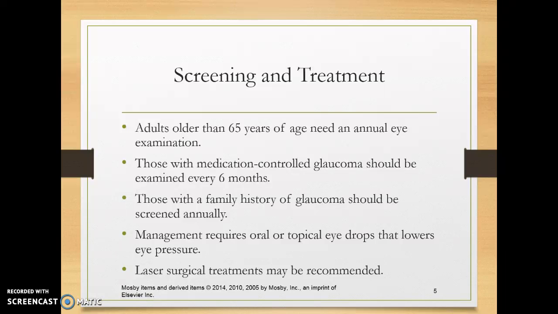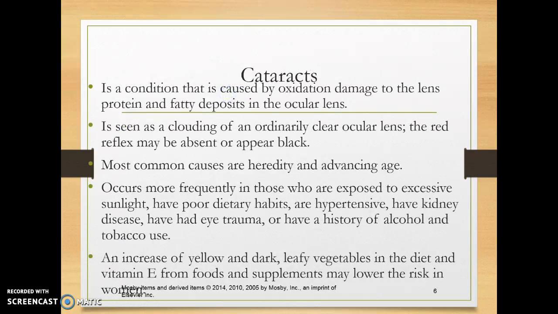So that's going to be part of our teaching that we're going to need to do with our families and patients about getting their annual eye screenings. And if they have controlled glaucoma with medication, they need to be seen every 6 months. So those with family history, we're going to be teaching to be screened. And then we use topical eye drops for management of the eye pressure. It can help to lower that. And then there are laser surgical treatments that can be done.